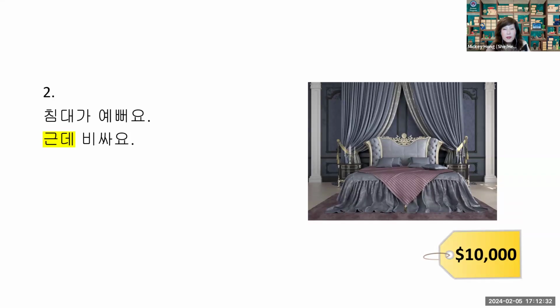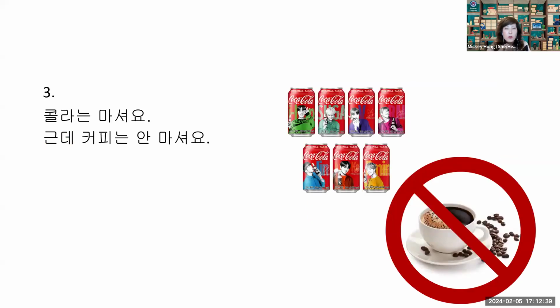침대가 예뻐요. The bed is pretty. 근데 비싸요. But then it's expensive. You can use 근데 or 그런데. 근데 is obviously the short form, so much more casual.